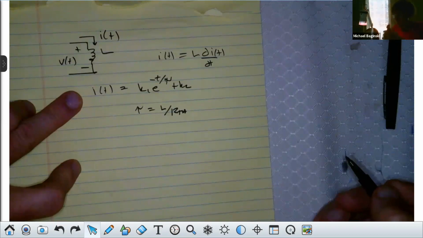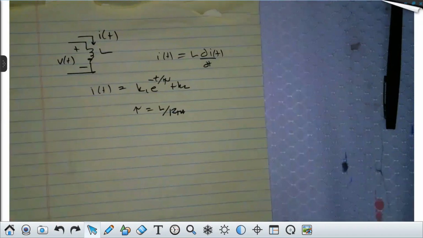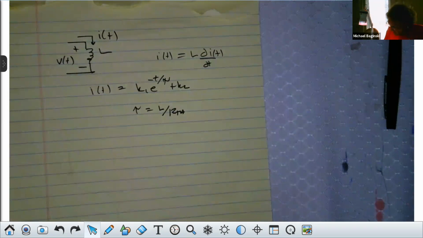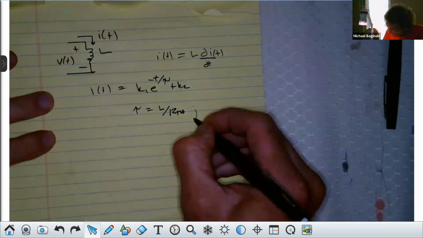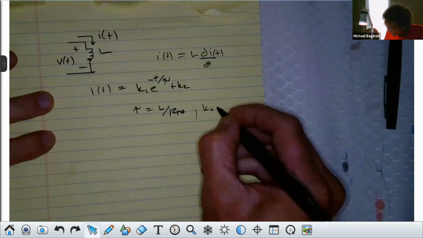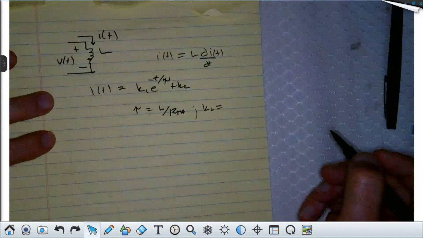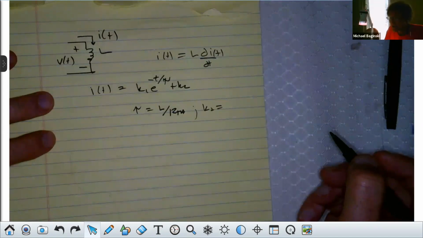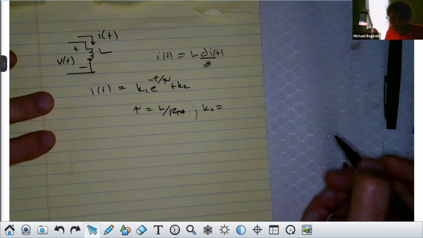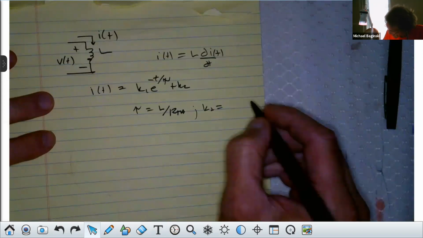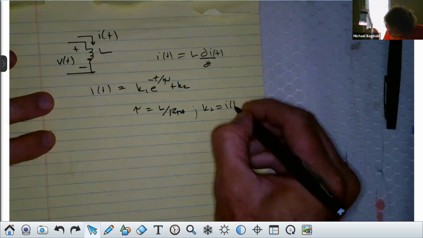Now, thumbs up, are you hearing me? Just let me know you're hearing it. You got it. K2 is what? Anybody want to tell me what it is? You want me to tell you? Anybody? Is it the voltage as t goes to... Not voltage, no voltage, current. Current as t goes to infinity? Right, y'all hear that? It's the current as t goes to infinity. Very important. So K2 is I as t goes to infinity.